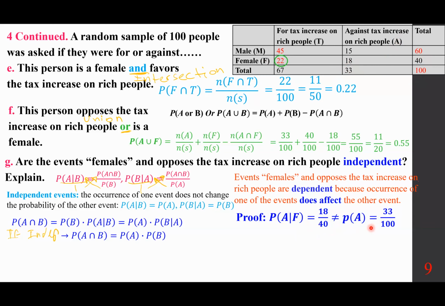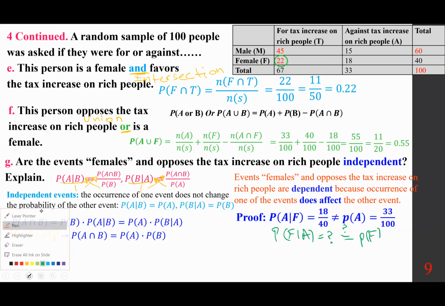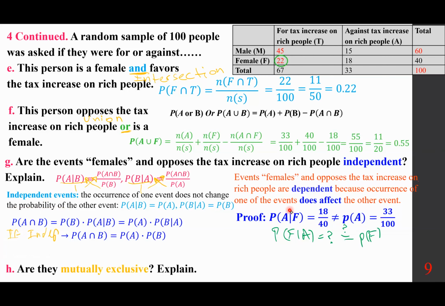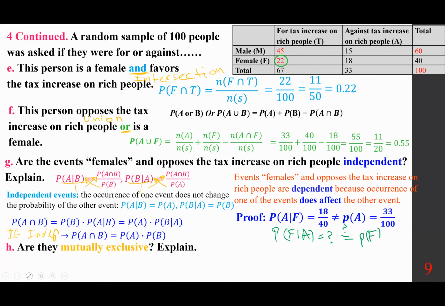And that's the proof. What I'd like you to do as an example at home, take a look at this one. What is the probability of F given A? What is that equal to? And is this equal to probability of F? That's the second way. In other words, there are two ways to look at it. Probability of A given F equals probability of A. That proves independency. Or probability of F given A equals probability of F. That also proves independency.